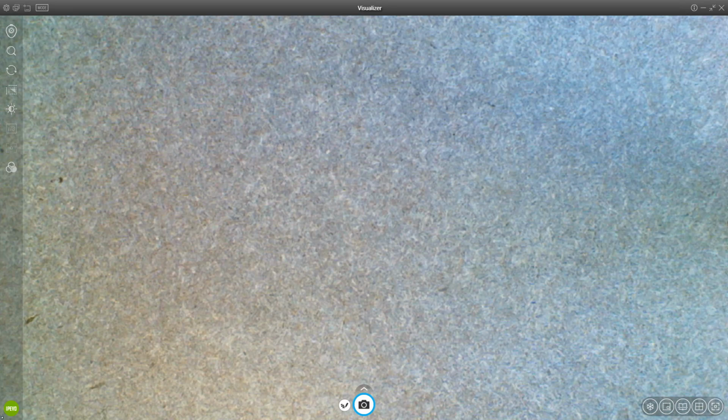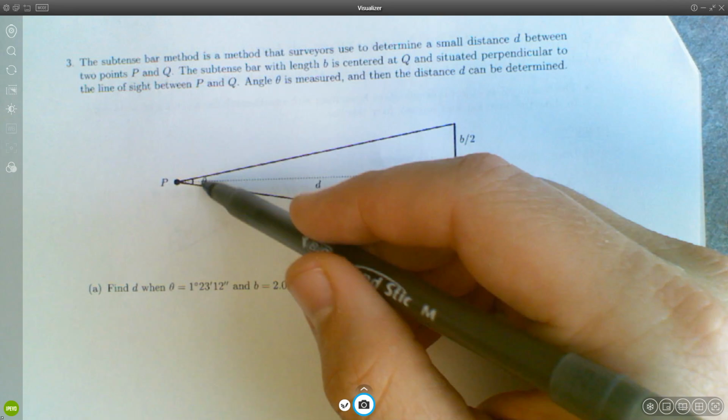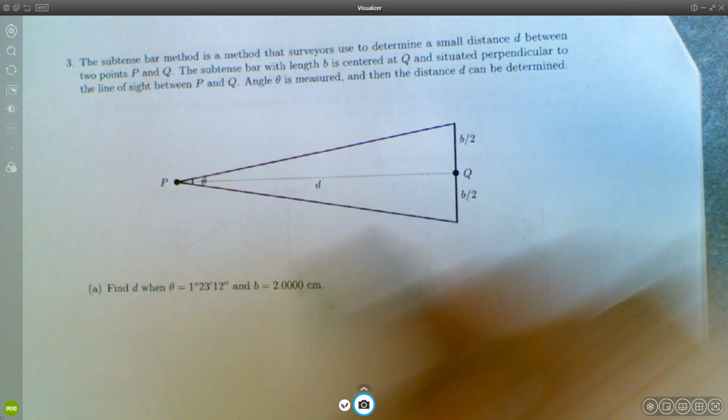So angle theta is measured, and then the distance d can be determined. In other words, if you're trying to figure out the distance between P and Q, then one way you could do it is to measure this angle.